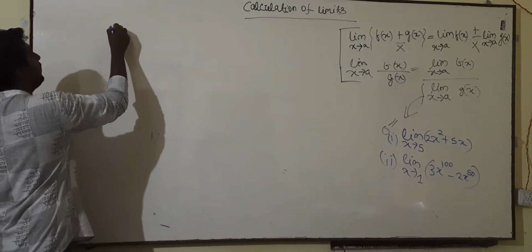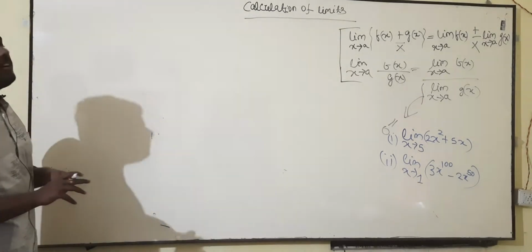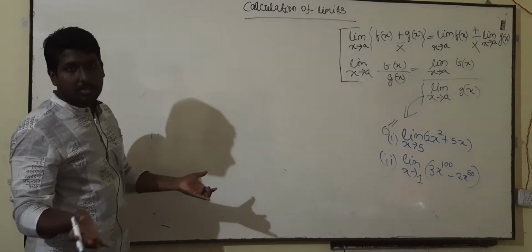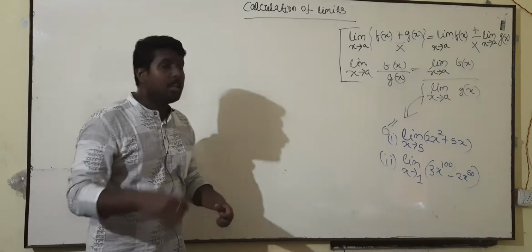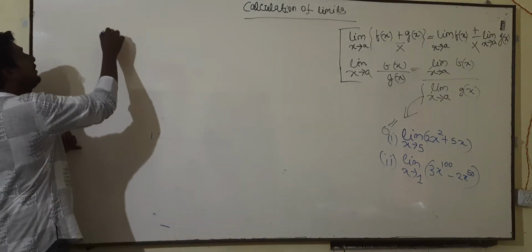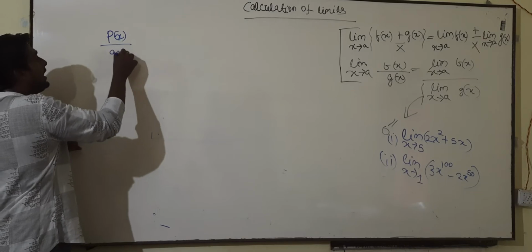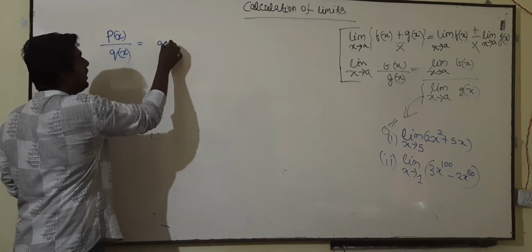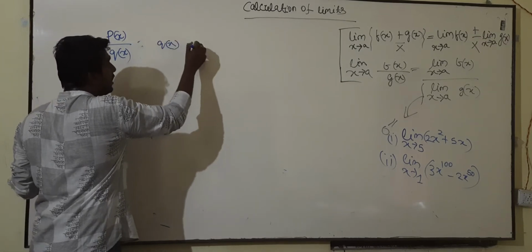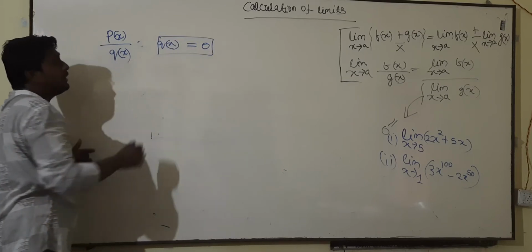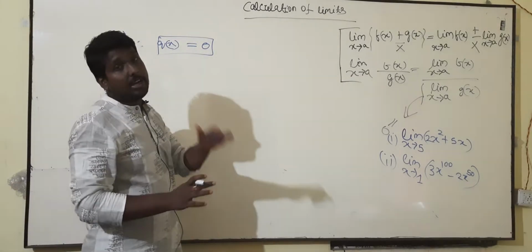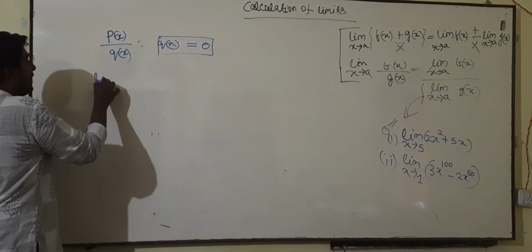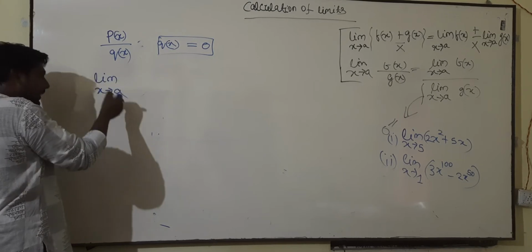Now, the limit of non-determined forms. Whenever I say non-determined forms, it means the form which is not defined. The most basic form that is not defined is the polynomial form p of x by q of x, where q of x is equal to 0. That is the most non-defined form that we know to date.